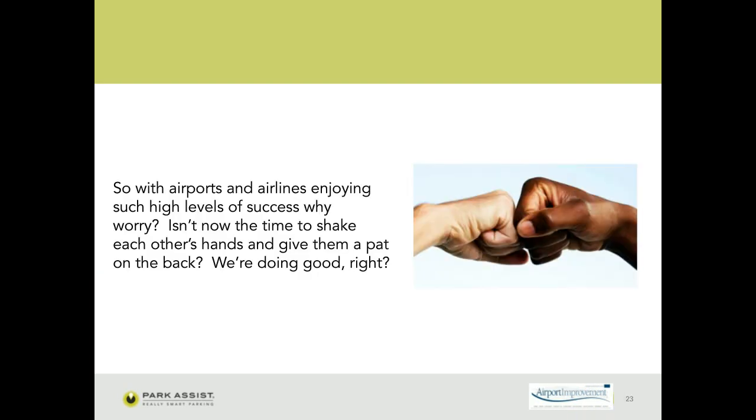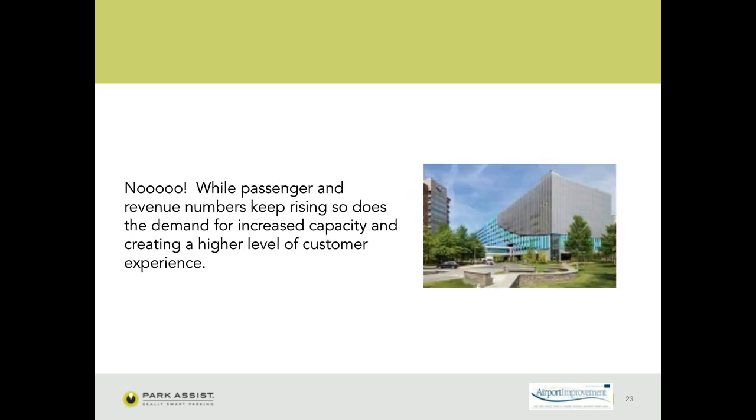So with airports and airlines enjoying such high levels of success, why worry? Isn't now the time to shake each other's hand, give one another a pat on the back or a fist bump? We're doing good, right? Yes, we are. We should celebrate our current levels of success. It's been a long time coming, and we deserve it. However, no, we can't afford to stand still.